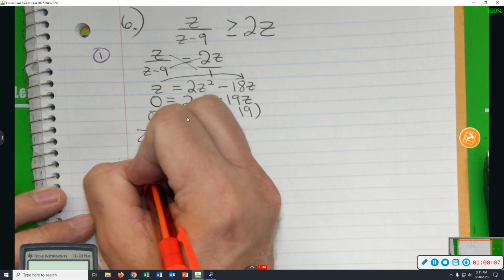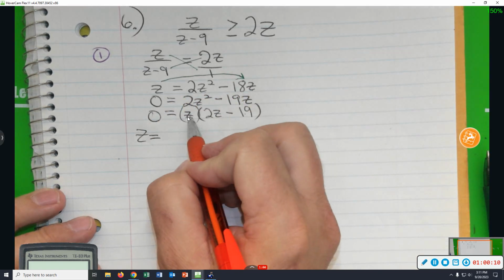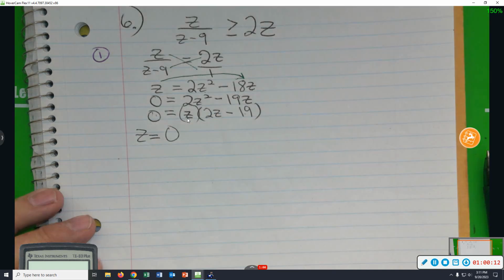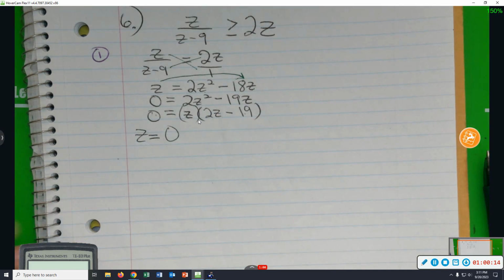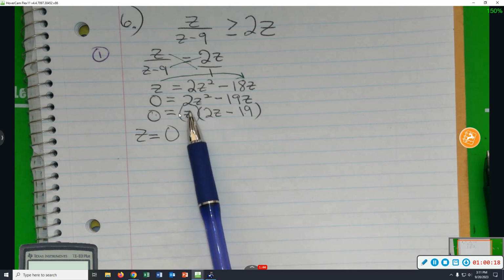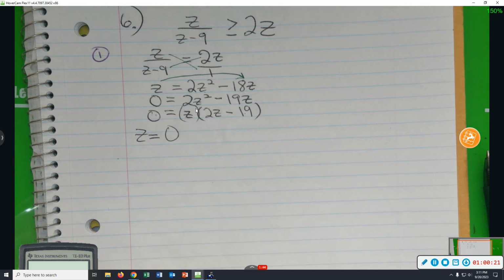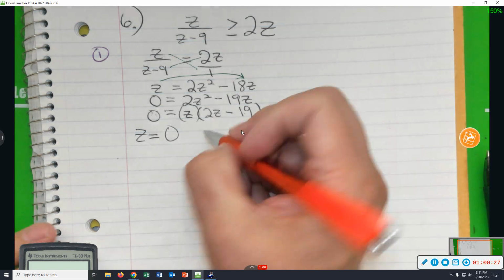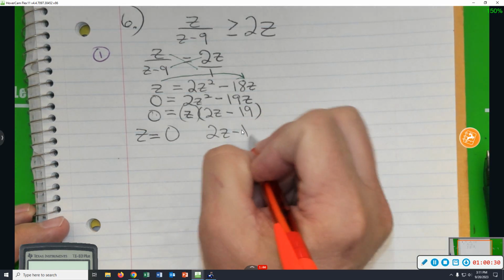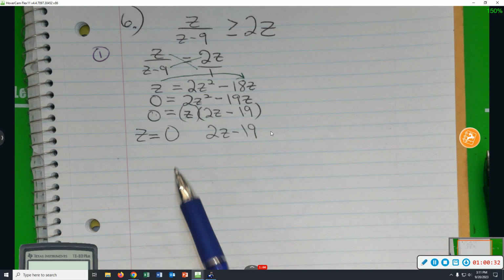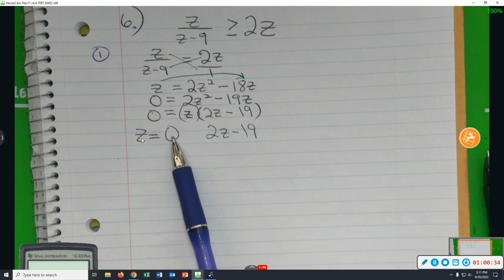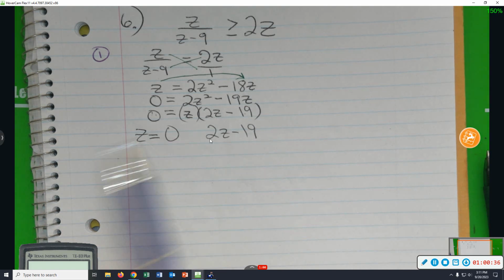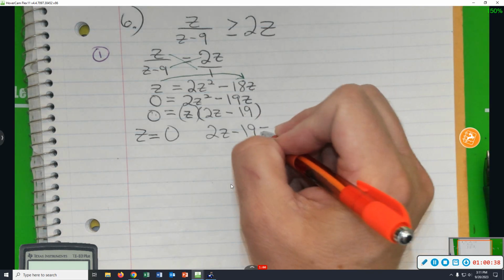That'll help us. So we have z equals, set the first factor equal to 0. And that's a common mistake. A lot of times students forget to do that. This z is one of those factors. I like the way you put it in parentheses, so it's more obvious. Here's one of the factors. And then the other factor is 2z minus 19. Oh, and notice, there's no solving for this one. We already have one of our cut points, 0. Set 2z minus 19 equal to 0.